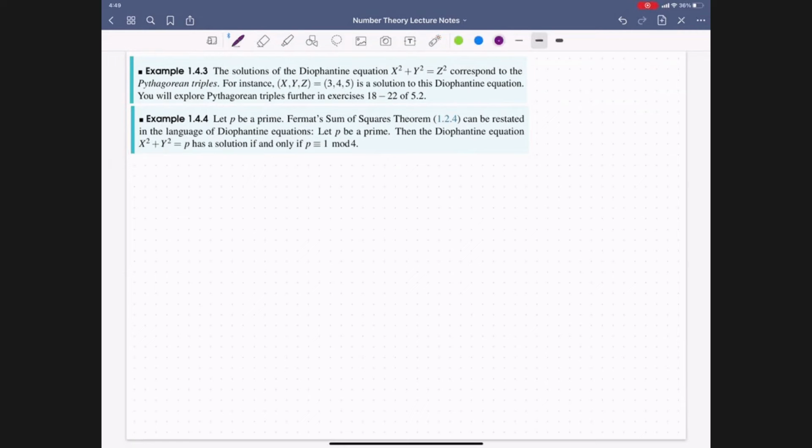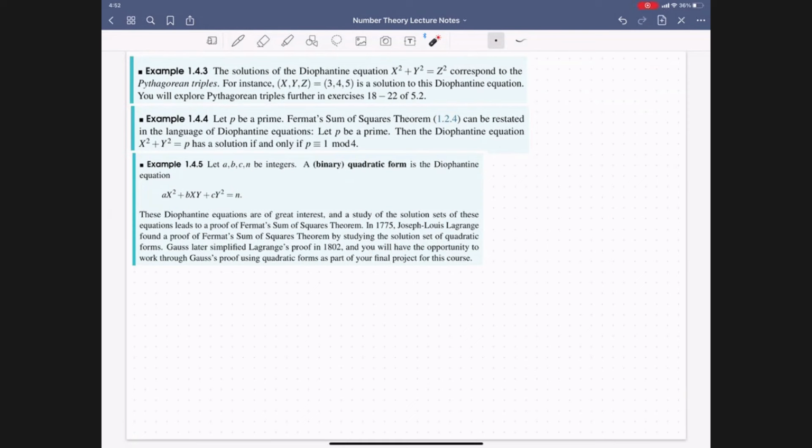So the solution set to x squared plus y squared equals 3 is the empty set. And so in that case, we will have empty solution, even though in the real numbers, this is solvable. And that's the key difference. We only care about integer solutions.